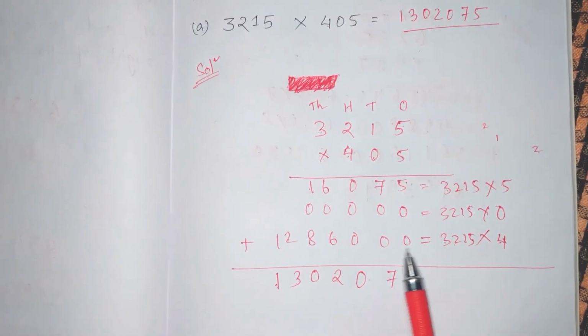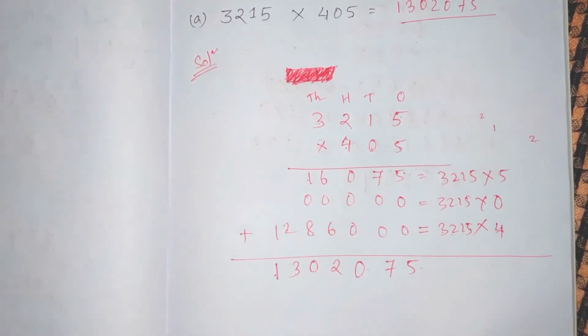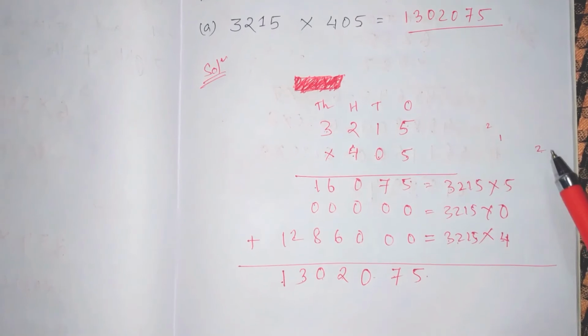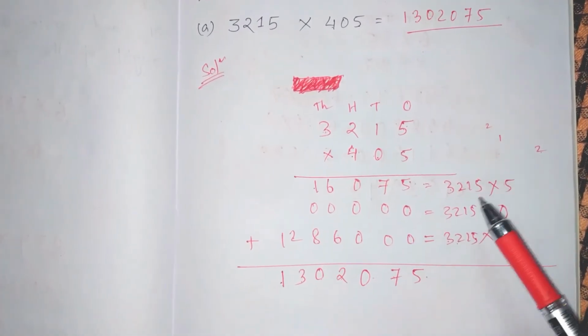Okay, so now 4 into 5 is 20. 0 I have written, 2 will be in hand. 4 into 1 is 4 plus 2 is 6. 4 into 2 is 8. 4 into 3 is 12. Now what I need to do, I need to add them.